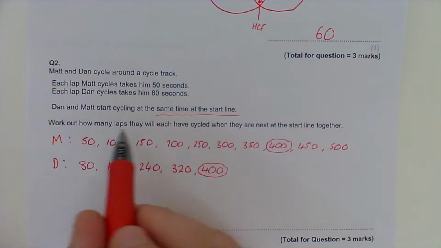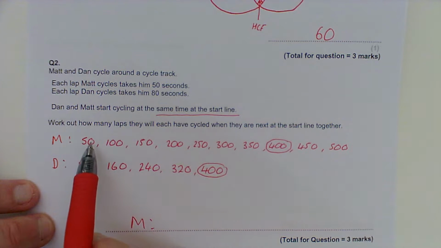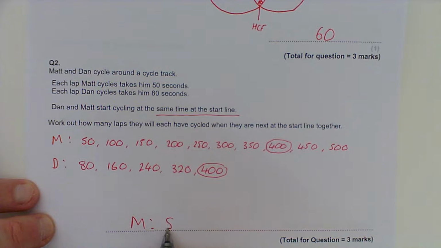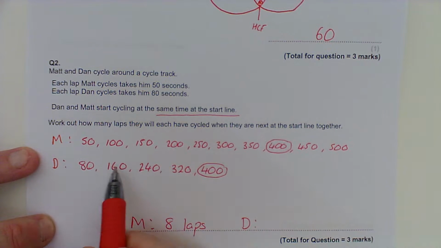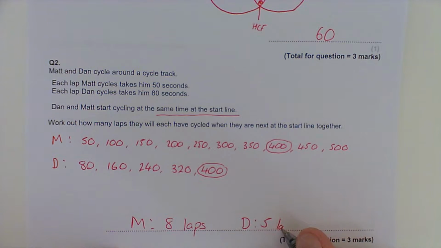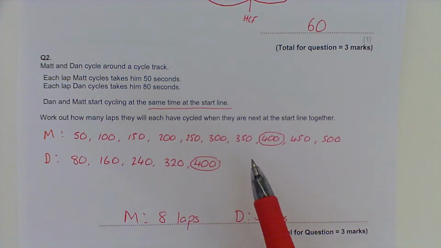But the actual question says how many laps will they have each cycled. So for Matt, he'll have done 1, 2, 3, 4, 5, 6, 7, 8 laps. And for Dan, he'll have done 1, 2, 3, 4, 5 laps. So they'll next be at the start line together after 400 seconds, but the question asks how many laps they've both done, and in this instance Matt will have done 8 laps because he's faster, whereas Dan, lagging behind, will have done just 5 laps.